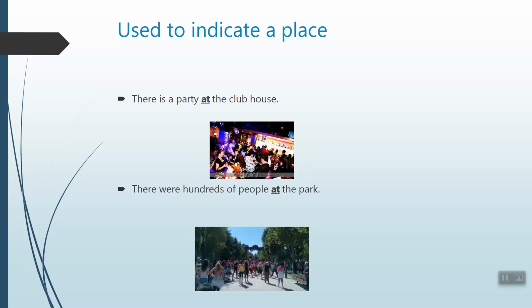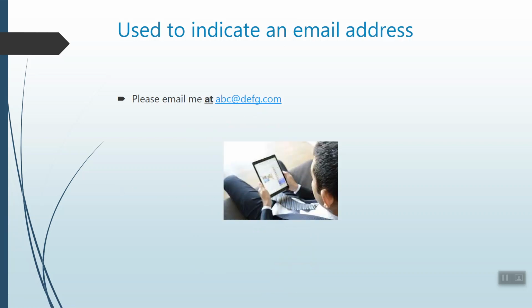Used to indicate a place. For example, there is a party at the clubhouse. There were hundreds of people at the park. You see? You can use it to indicate a place.